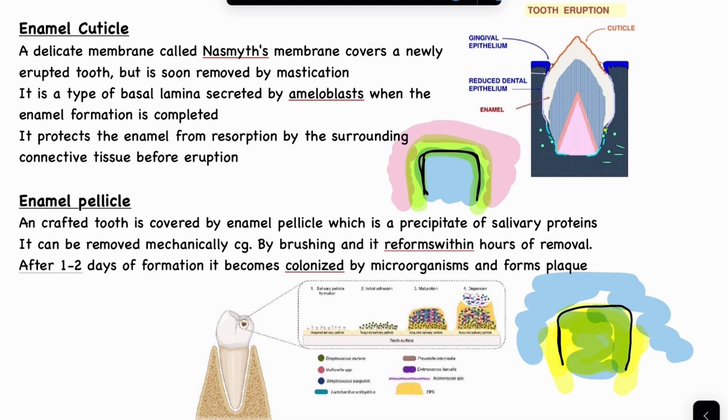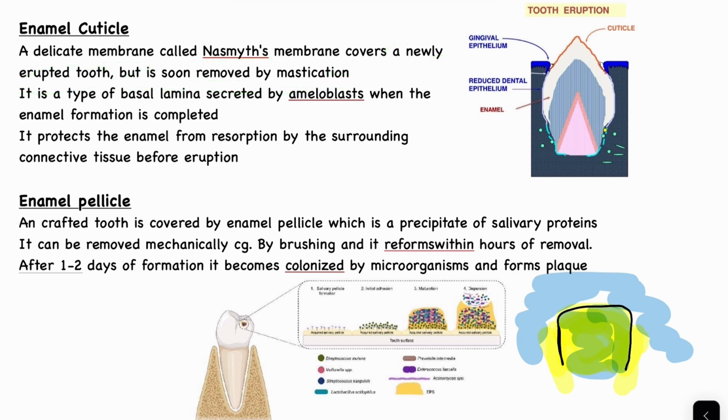When the tooth erupts, now the tooth has come up. Now it won't be resorbed, of course. In the oral cavity, it's safe, but the membrane the ameloblast left is still there. This whole membrane is called enamel cuticle. This is also called Nasmyth's membrane. It covers a newly erupted tooth but is soon removed by mastication.